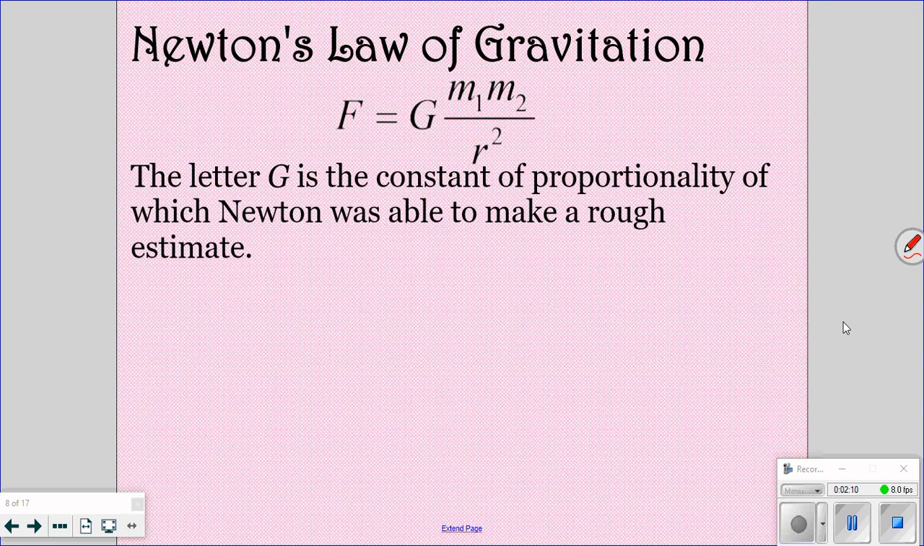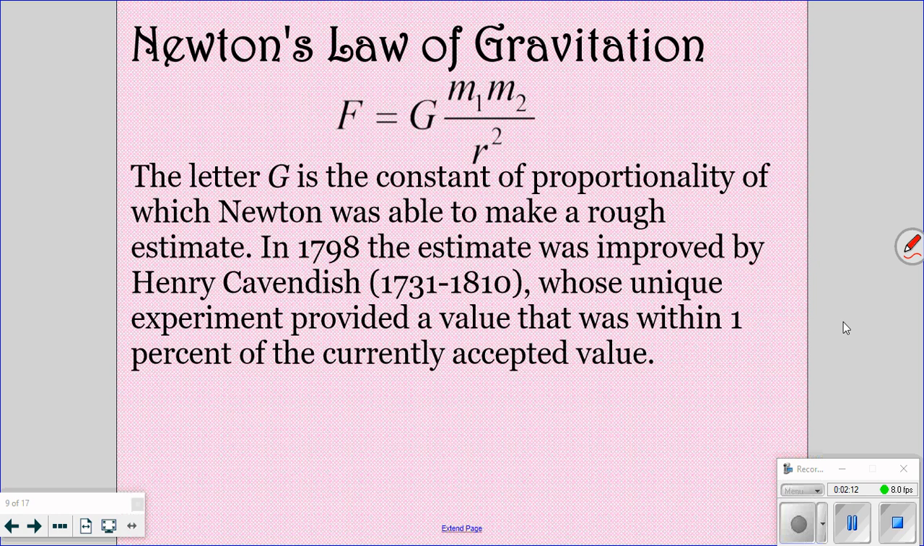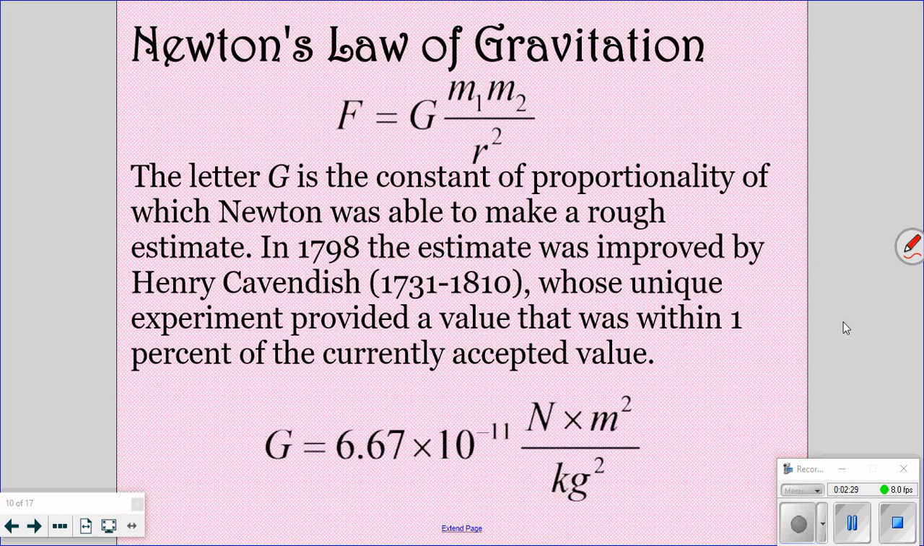In 1798, the estimate was improved by Henry Cavendish, whose unique experiment proved a value that was within 1% of the currently accepted value. So like I said, Newton was pretty close with his estimate. But this is the number that you need to write down. Probably put it on your formula sheet so you don't have to memorize it. 6.67 times 10 to the negative 11. M1 and M2 are going to be masses, and R is going to be a radius, or a distance.